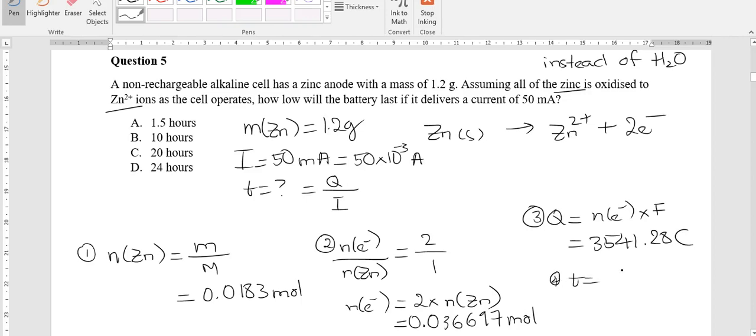Lastly, time is Q divided by I. Make sure you convert it to amps before you do so. Okay, so I get 70,825 seconds. So we're going to divide by 60 to get to minutes, and then divide by 60 to get to hours, and it's closest to 20 hours. You definitely need more than 19.6 hours to account for energy lost. So that would be question 5, and I think I'm going to stop the video here.